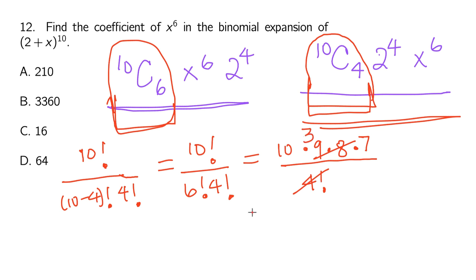So we have 10 times 3 times 7. 3 times 7 is 21. So 10 times that is 210.